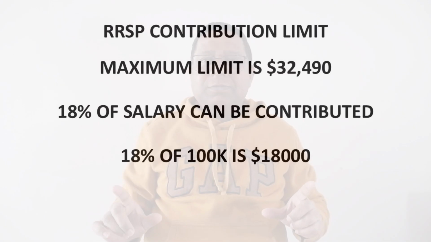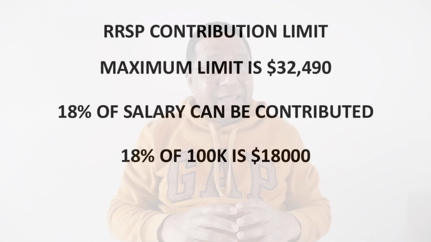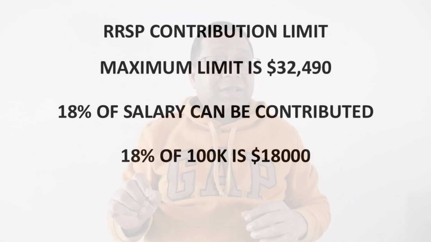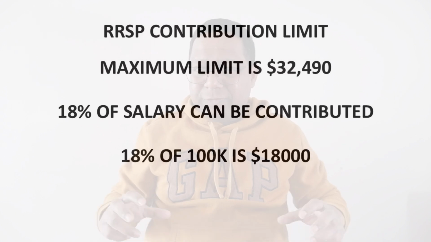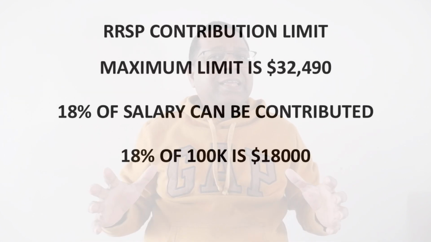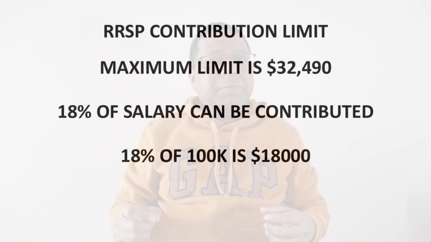Then there are some organizations that match RRSP contribution, say 4%, which would be 4,000 for 100K salary. So when it comes to RRSP contribution on 100K, it will be 18% and not to exceed 32,490, which is the limit for 2025, which anyway would not be the case, as 18% of 100K is 18,000. So when you contribute to RRSP, it also reduces your tax. I'm not considering this for today's video.